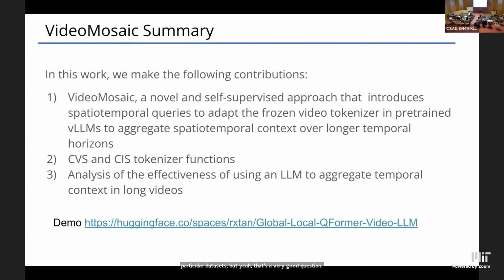I know for some of the image captioning and image VQA data sets, sometimes there's data pollution, and you see that BLIP, for example, is trained on COCO, and then it later gets evaluated on COCO, and it's like, oh, it's doing so well.